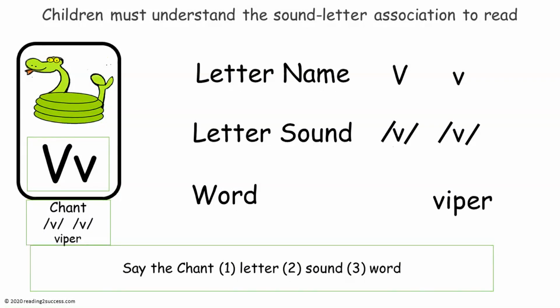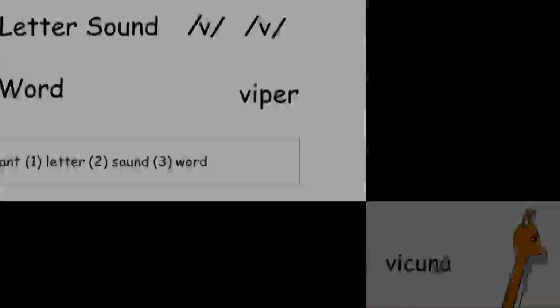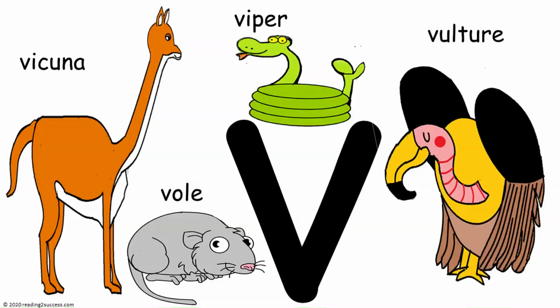Now it's time to introduce kids to the V sound letter teaching card. V is for viper. So let's do the chant. V, viper. V, viper. Introduce kids to viper's friends. There is vulture, vole, and vicuña.